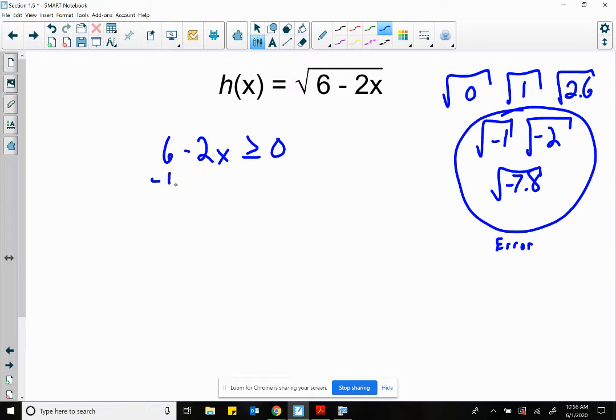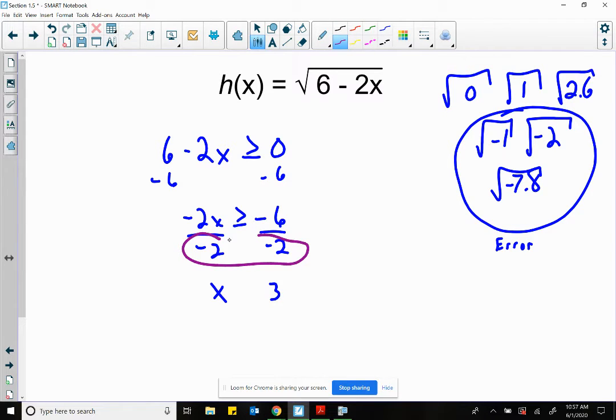So we're going to subtract 6. Negative 2x is greater than or equal to negative 6. Divide by negative 2, divide by negative 2. Negative 6 divided by negative 2 is a positive 3. And in this guy, remember, here it is again. When that denominator is negative, flip the sign. And there we go. All we got to do is write up our answers.